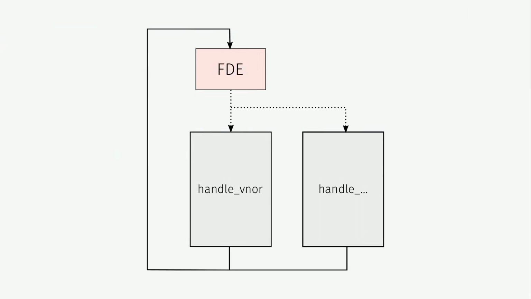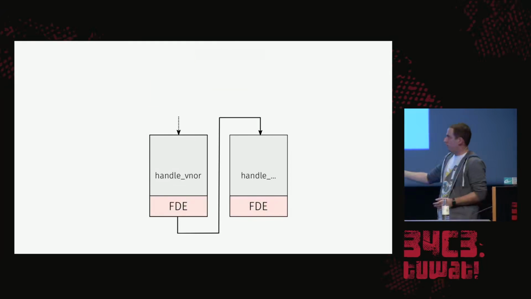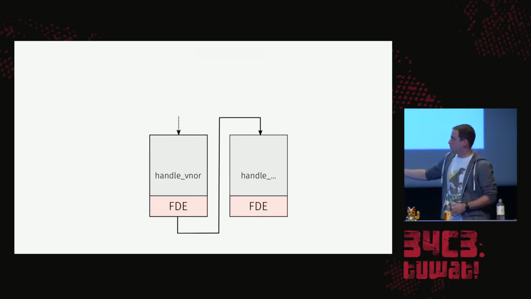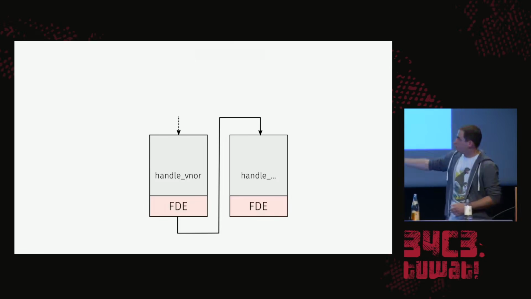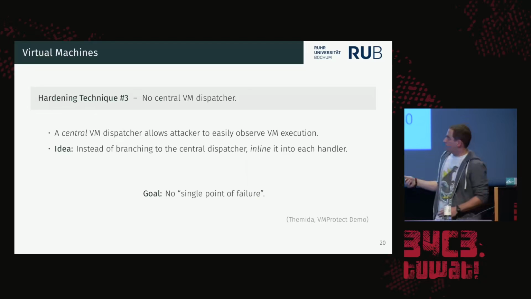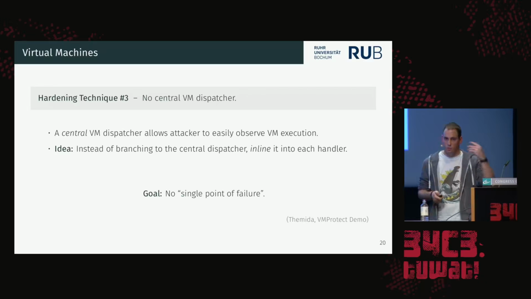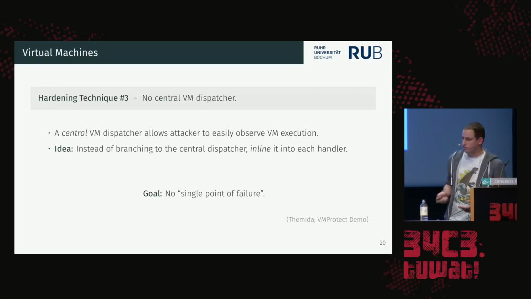Another technique you might recognize: we get a central dispatcher and multiple handlers, which all branch back to the dispatcher, which executes the next instruction. What we can do here is omit this single point of failure and just inline the dispatcher at the end of each handler. So we don't have a central dispatcher, but every handler branches to the next one. In summary, we inline the dispatcher into each handler because a central VM dispatcher allows an attacker to more easily observe what happens inside the VM. It's like recording every handler that has been executed.